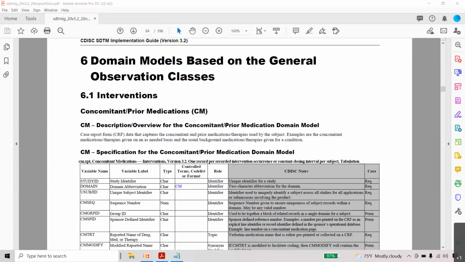You can see some tables related to concomitant medication. Based on the study requirement, we can make an analysis dataset of the concomitant medication, called ADCM, to make the tables and listings, or we can create the tables directly from the concomitant medication.